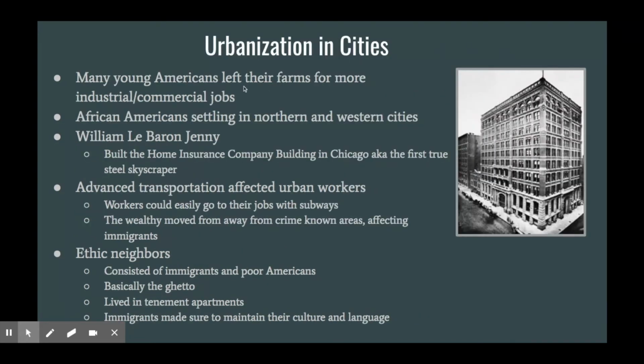Urbanization in cities. Many young Americans left their farms for more industrial and commercial jobs. African Americans were settling in northern and western cities, and William LeBaron Jenney built the Home Insurance Company Building in Chicago, aka the first true steel skyscraper. The advanced transportation affected urban workers, meaning that workers could easily go to their jobs with subways. The wealthy moved away from crime-known areas, which affected immigrants. Ethnic neighborhoods. These consisted of immigrants and poor Americans, basically the ghetto. They lived in tenement apartments, and immigrants made sure to maintain their culture and language.